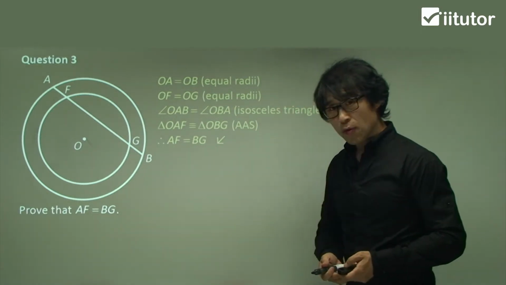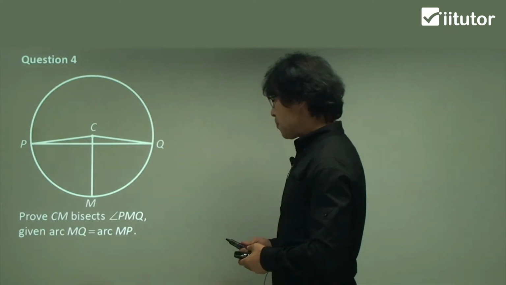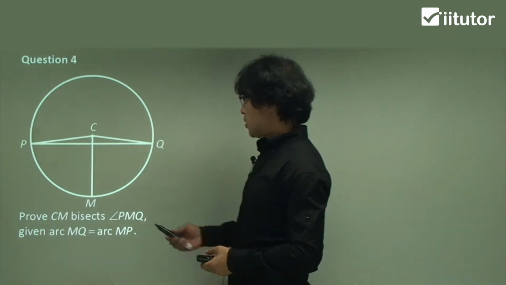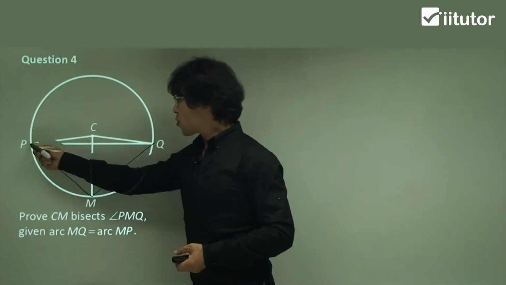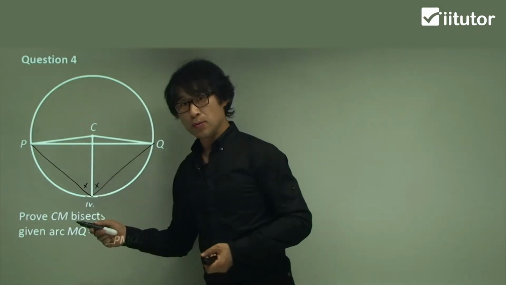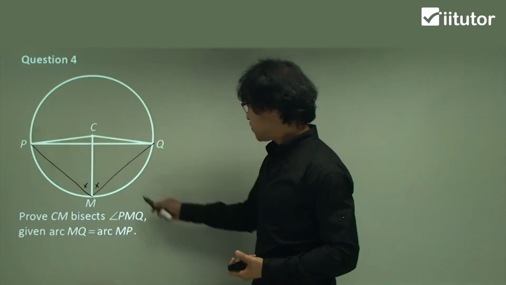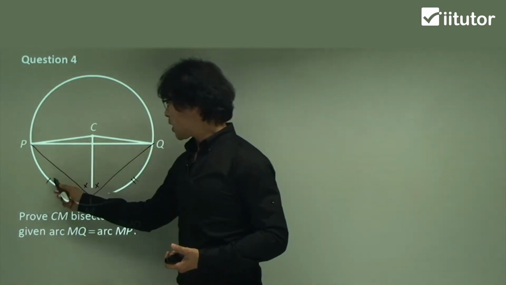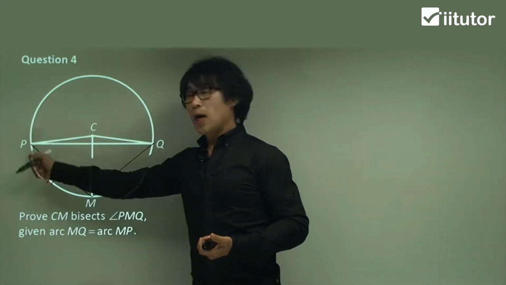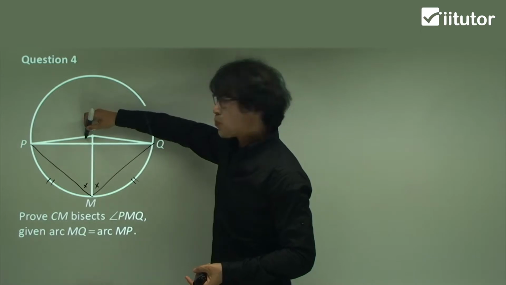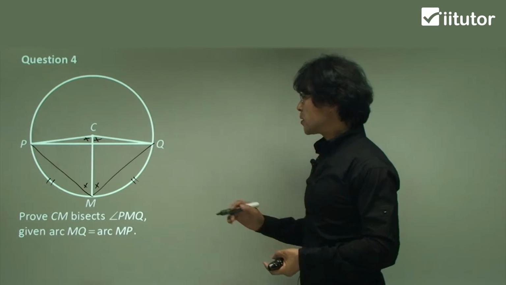Okay, question 4. In question 4 saying, prove CM bisect PMQ. So CM bisect the angle PMQ here. So we're going to prove these two angles are equal. So what do we need to use? The arc MQ is equal to this arc. It should be quite easy. So we know these two arcs are equal, so therefore the corresponding center angle must be equal. You get me? And then what else?